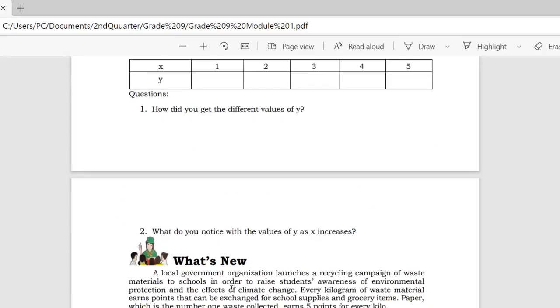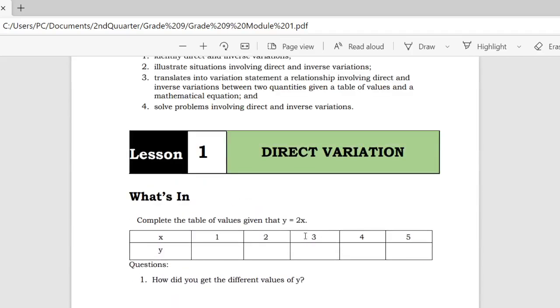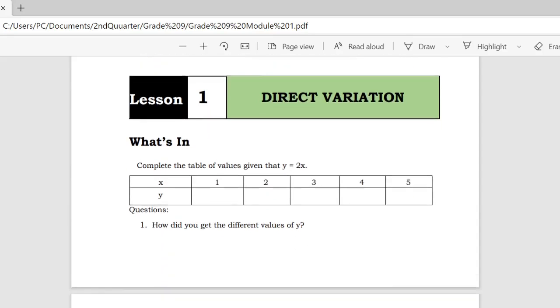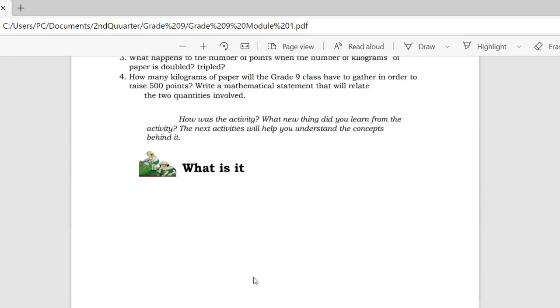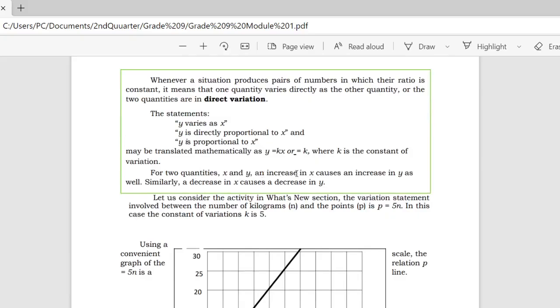So, balik tayo doon sa table. If tapos na kayo dyan, masasabi nyo na if this table illustrates direct variation or not based doon sa statement na yun. Okay, based dito sa statement na to. So, an increase in x, dapat increase din ng y. A decrease in x, also decrease in y. So, yun.